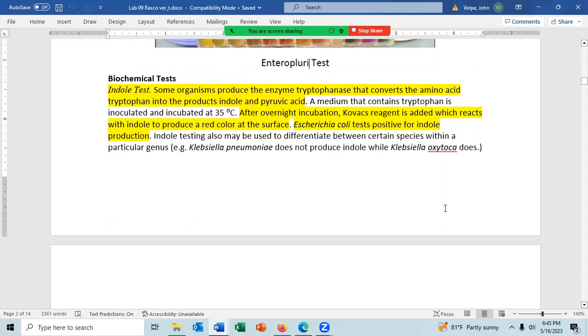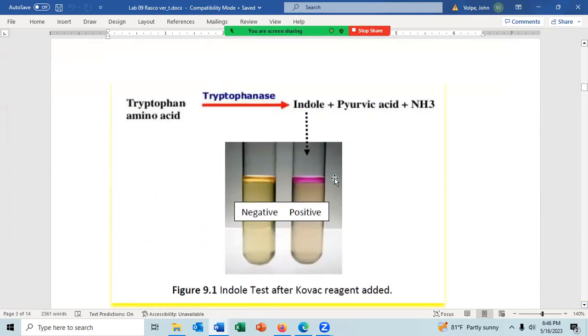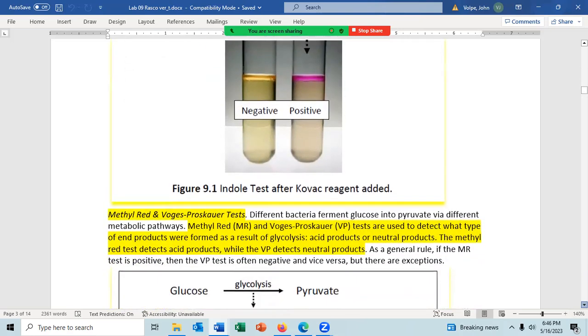Some organisms can produce the enzyme tryptophanase, which converts the amino acid tryptophan into indole and pyruvic acid. What you do is you incubate overnight or over two nights, add Kovac's reagent, and Kovac's reagent in the presence of indole produces a red color at the surface. E. coli is positive for indole and will be red, and other species are negative. That doesn't look very red, but that's supposed to be indole positive, and that's indole negative. Tryptophan is converted into indole, which in the presence of Kovac's reagent is supposed to turn red. And this photograph, I think, is a little bit colored.